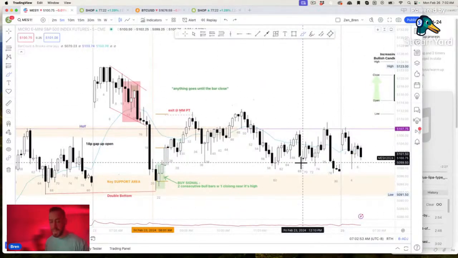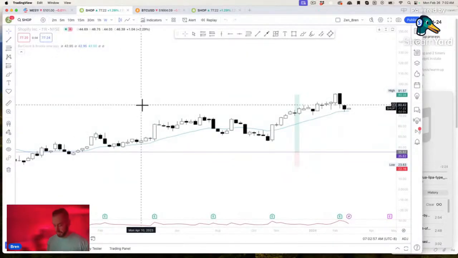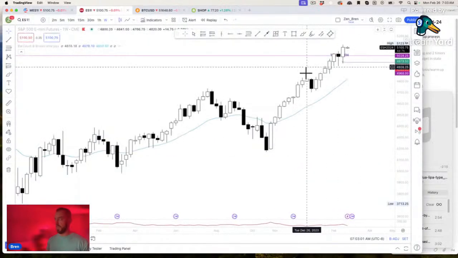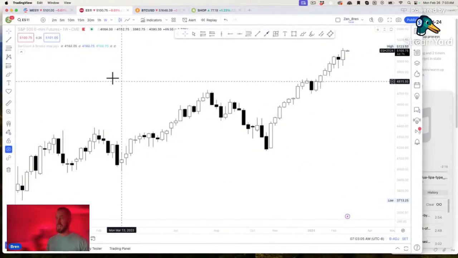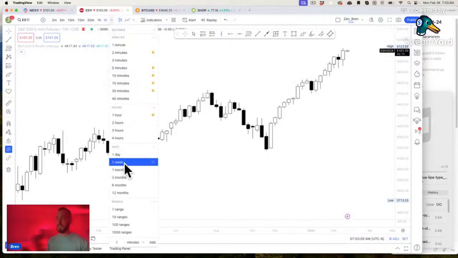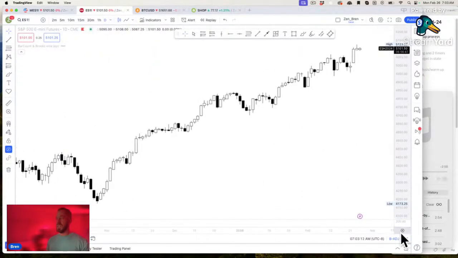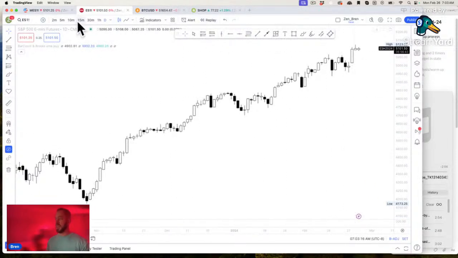So the bears are trying to get a move down. If we switch to the daily chart, this is the daily chart. It's always good to look at higher time frames to get a sense of the bigger picture. This is the weekly chart. Let's switch to the daily chart. So this is the S&P 500 futures. We've been in this bull rally since October 30th, right? It's a nice bull rally.